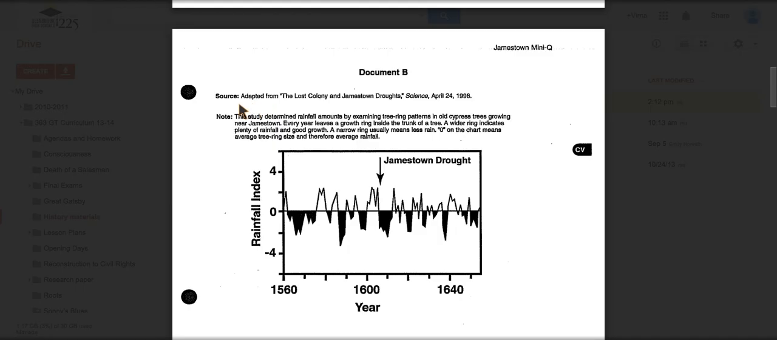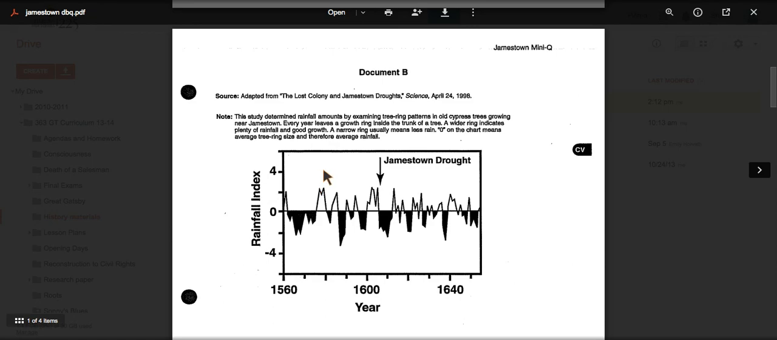In this case, it's an adaptation from a Science magazine article called The Lost Colony and Jamestown Droughts, April 24th, 1998. So we know this is an article in Science magazine about Jamestown. That's interesting, a Science magazine publishing a study on the lost colony at Jamestown. And it is centered on this drought index. And let's see what it says here. This study determined rainfall amounts by examining tree ring patterns in old cypress trees, that sounds cool, growing near Jamestown.